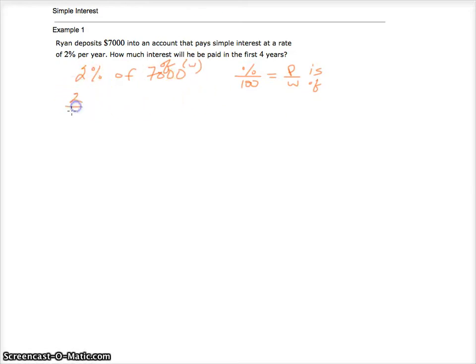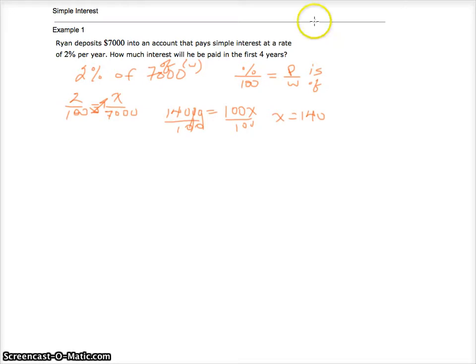So I'm going to have 2 over 100 equals x over 7,000. To solve this, I'm going to cross multiply. 2 times 7,000 is 14,000 equals 100x. Now I'm going to divide by 100. That knocks off 2 of my zeros. So x equals $140.